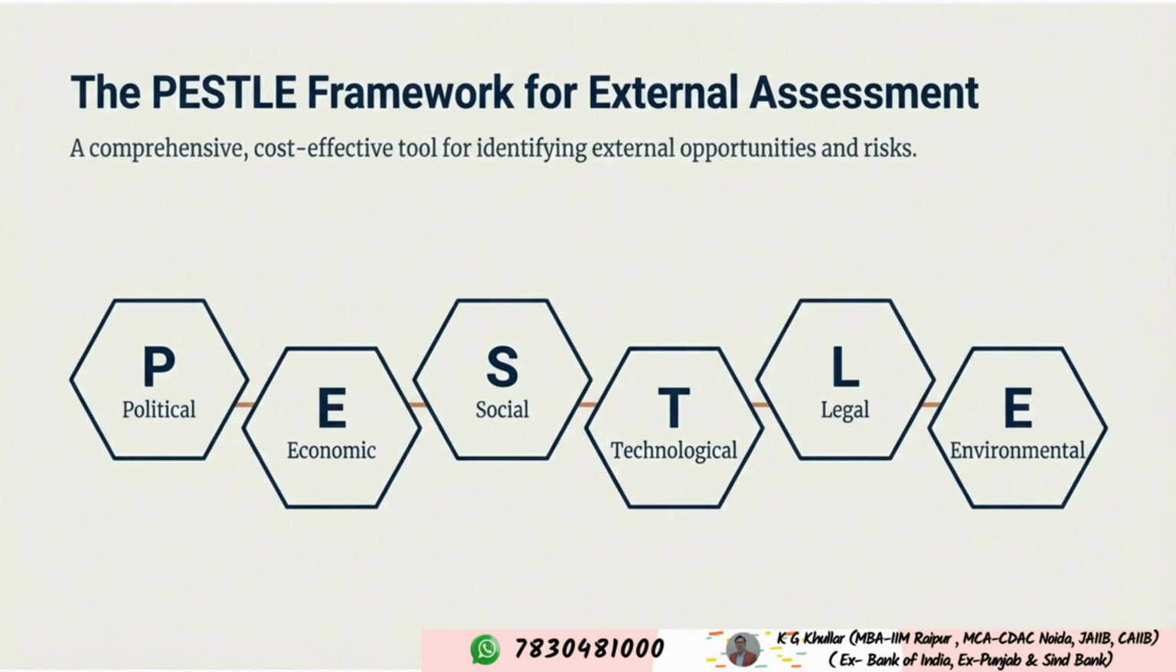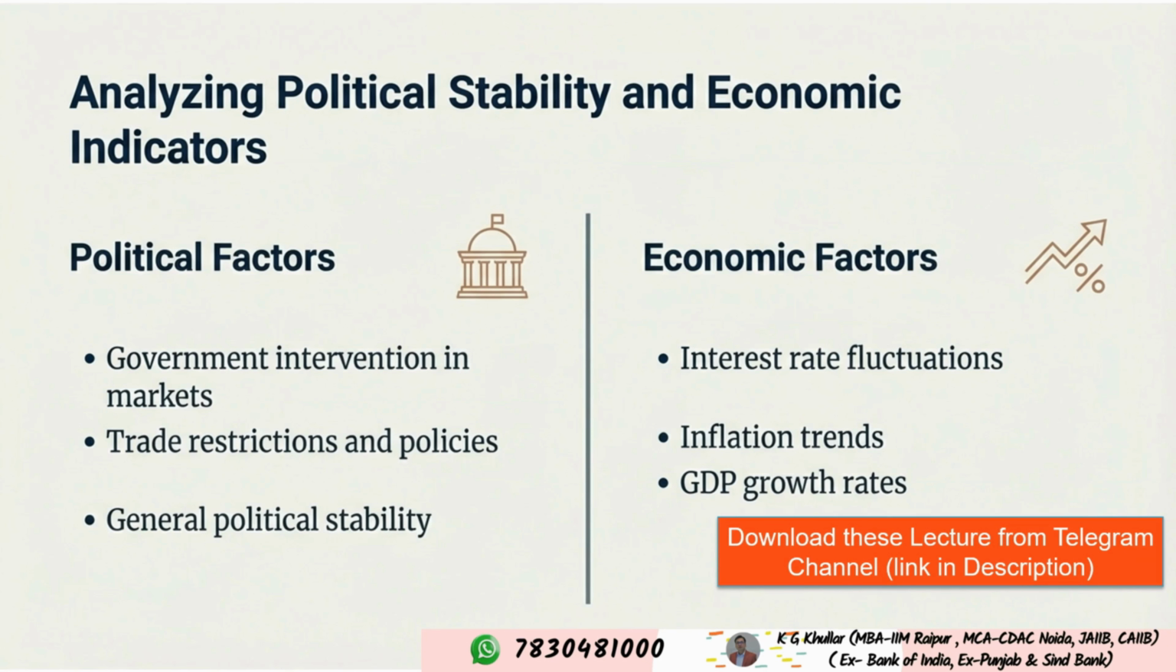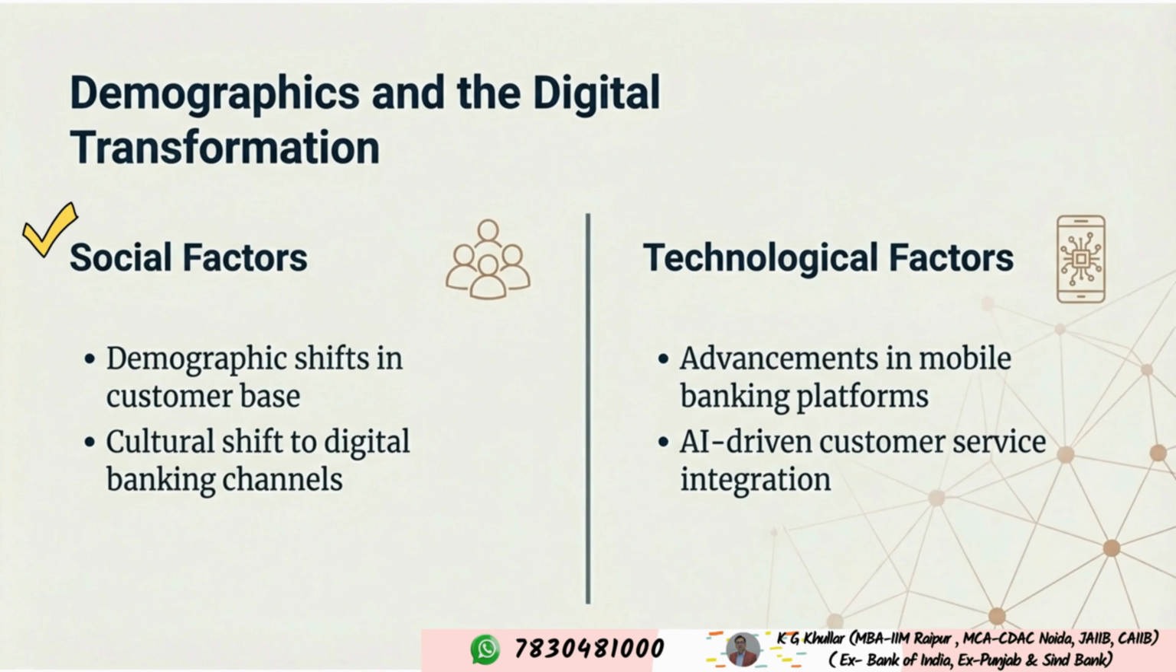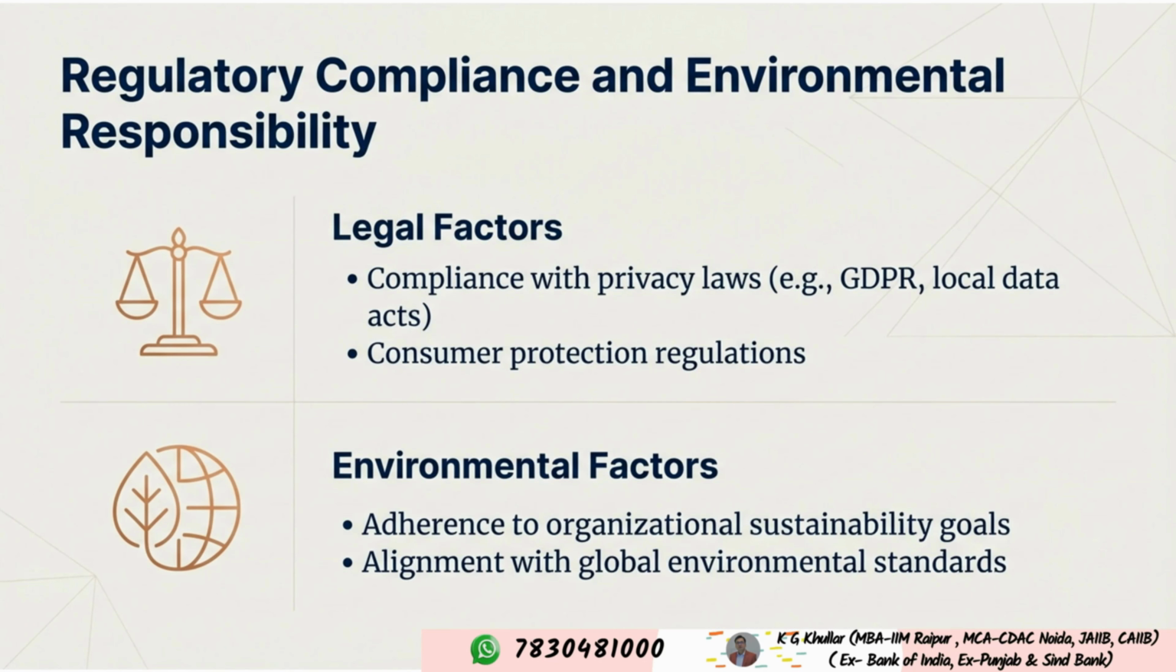Please note political factors include government intervention, trade restrictions, and political stability. Economic factors include interest rates, inflation, and GDP growth. Social factors cover demographic and cultural trends such as the shift to digital banking. Technological factors include mobile banking and AI-driven customer service. Environmental factors focus on sustainability goals. Lastly, legal factors cover compliance with privacy and consumer protection laws. Please note PESTLE analysis is noted as cost-effective, comprehensive, and useful for identifying both opportunities and risks.